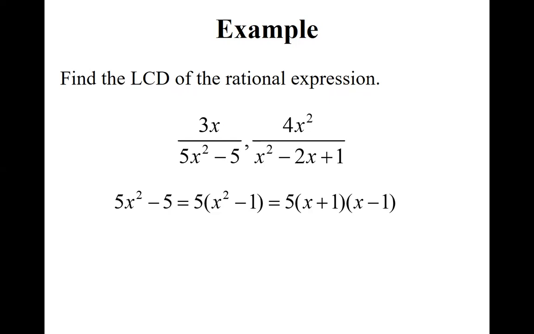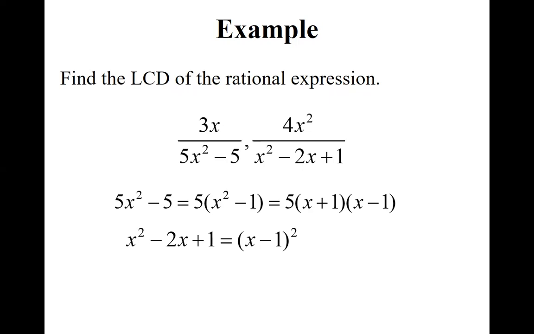X squared minus 2x plus 1. We would need numbers that multiply to 1 and add to negative 2. If you're having trouble finding them, it's because they're the same number. Negative 1 and negative 1. X minus 1 times x minus 1 is x minus 1 squared. So you might have also noticed that was a perfect square trinomial and factored accordingly.